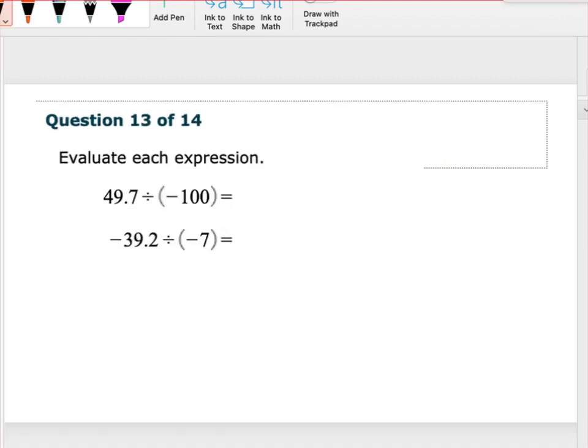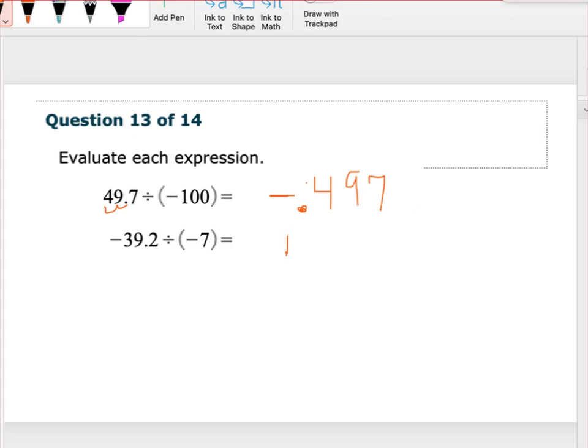And number 13, evaluate each expression. Now I'm dividing by a negative. A positive divided by a negative will give me a negative answer. But I'm also dividing by 100, which means I move the decimal 2 places to the left. So my answer is negative 0.497. Okay, on the next one, I have a negative divided by a negative, which gives me a positive.